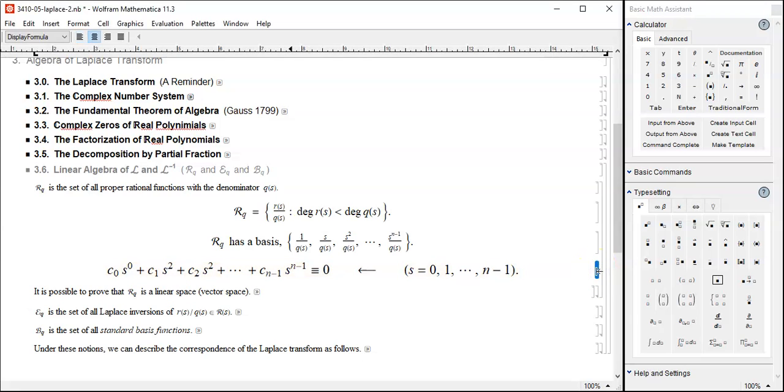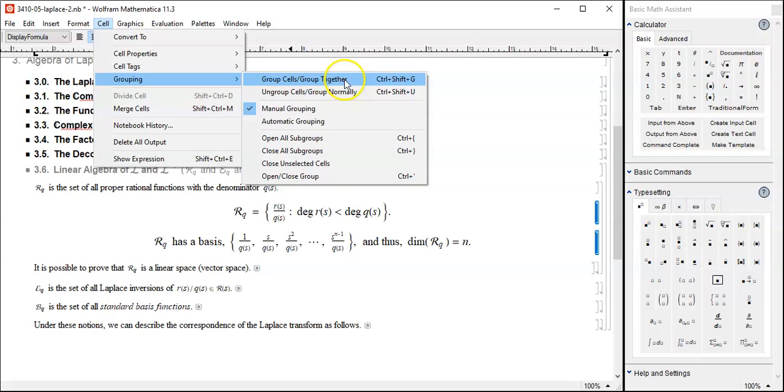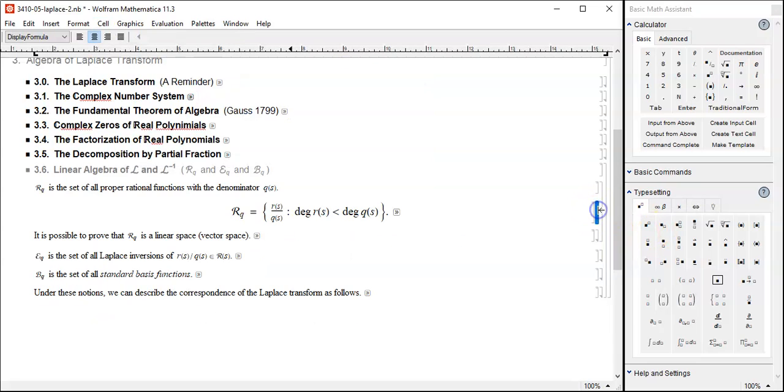In any case, this is a basis, and thus the dimension of RQ is n. This is a conclusion I can draw. Okay, all right. We got that. The details are left to the students.